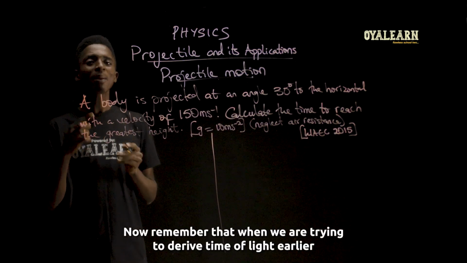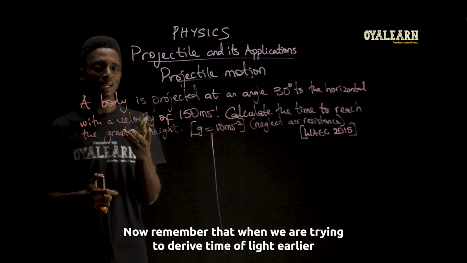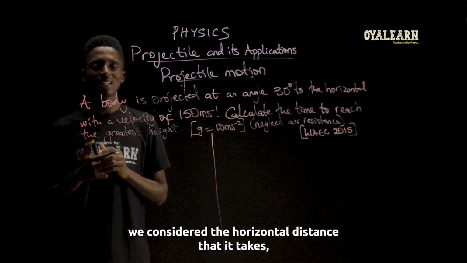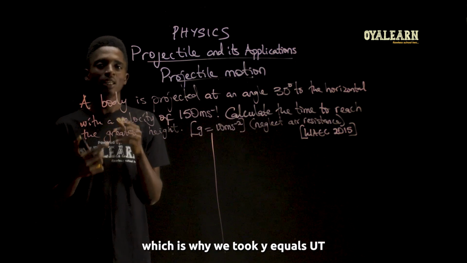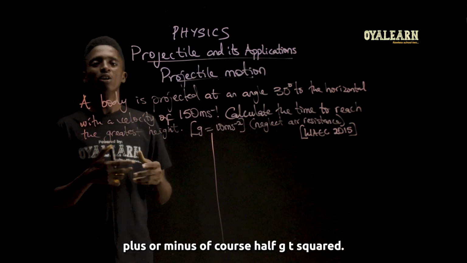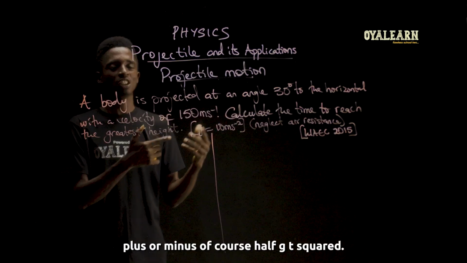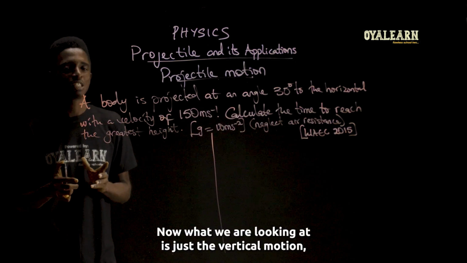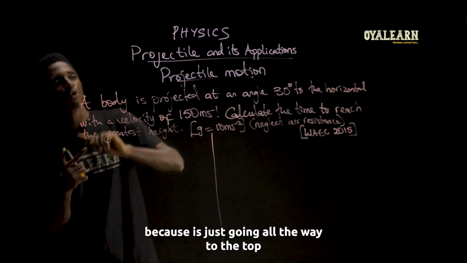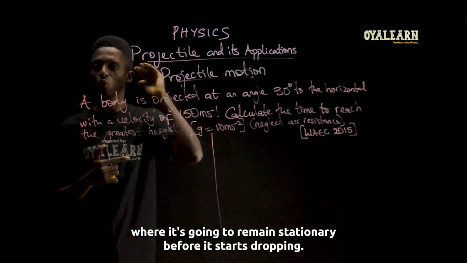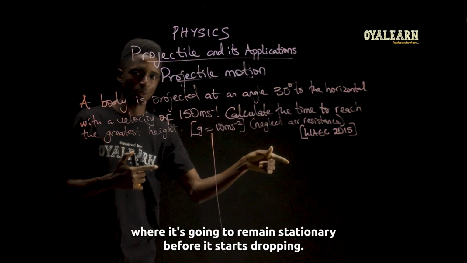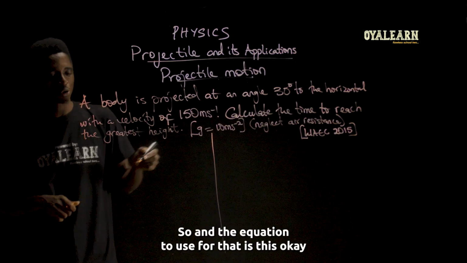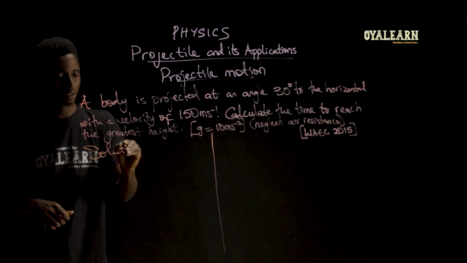Now, remember that when we were trying to derive time of flight earlier, we considered the horizontal distance, which is why we took y equals ut plus or minus, of course, half gt squared. We looked at horizontal distance. Now, what we are looking at is just the vertical motion, because it's just going all the way to the top, where it's going to remain stationary before it starts dropping, right? So we're going to consider just that part. And the equation to use for that is this.